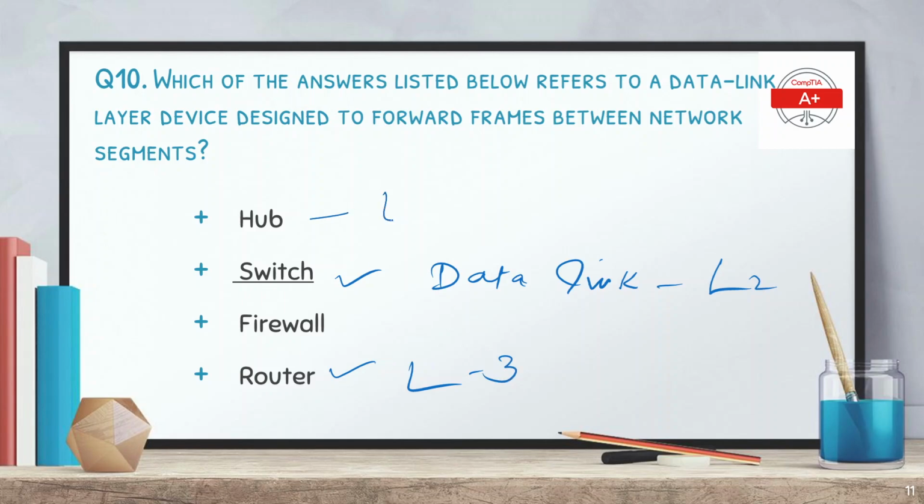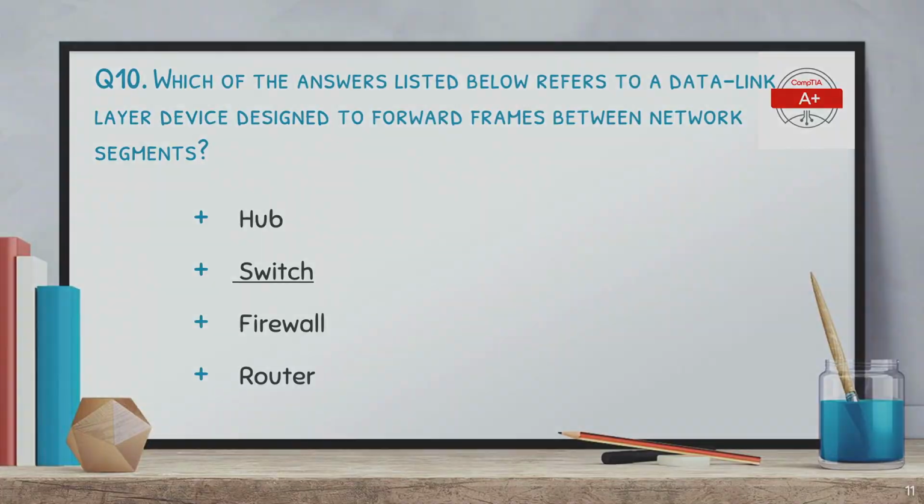hub is a layer 1 device, while the firewall is above layer 3. It is also layer 3, but it also supports layer 4. It also sometimes supports up to layer 7 or the application layer. So the correct answer is that a switch is used to transfer frames between network segments on the data link layer or layer 2.